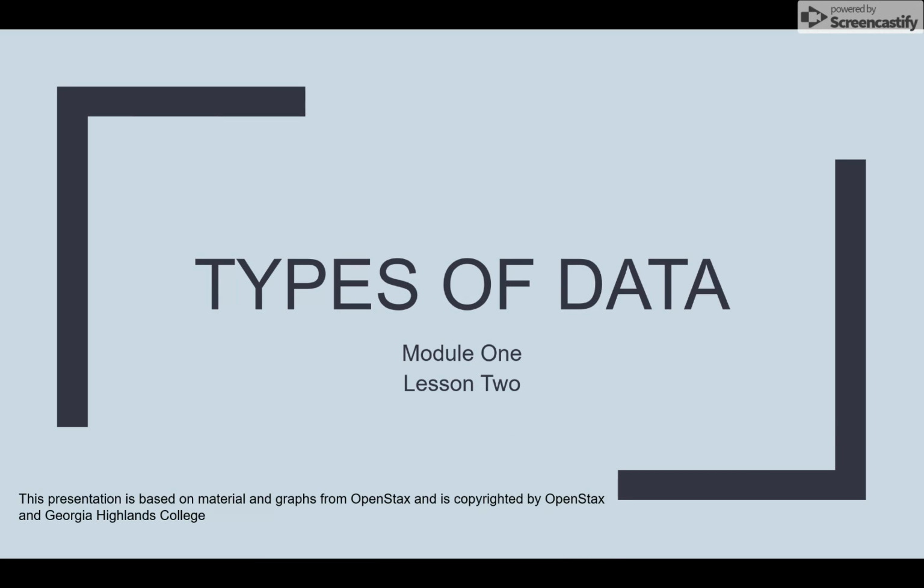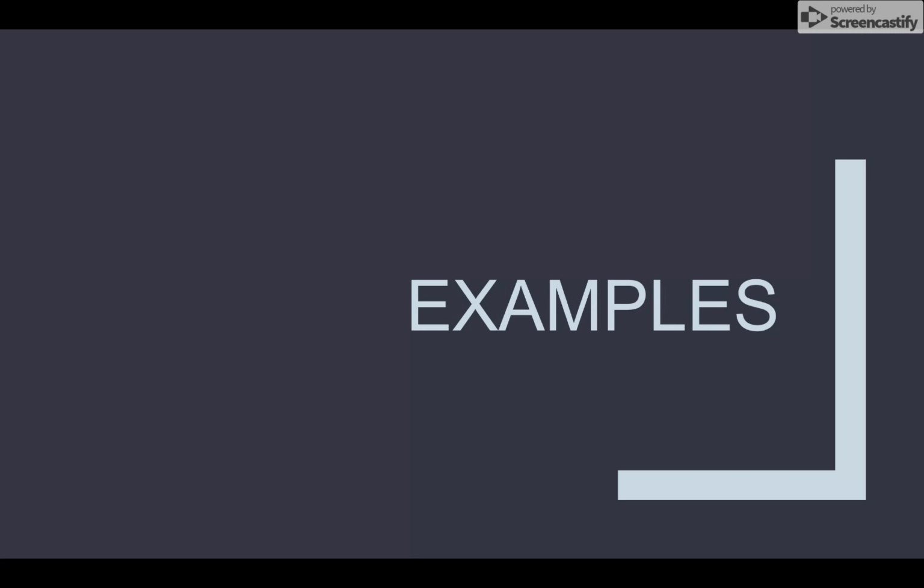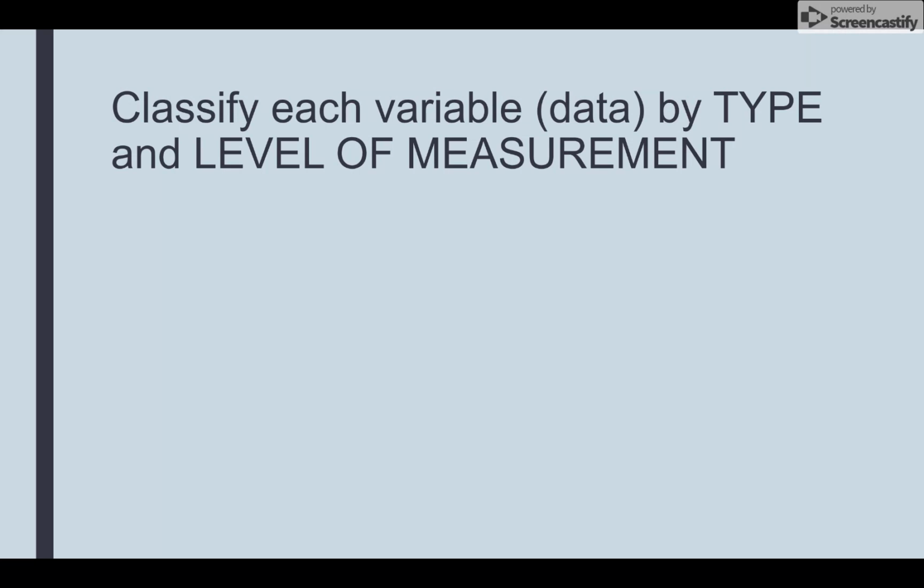All right, we're still looking at types of data. I want us to take a look at some examples together of how to classify a variable by the type of data as well as the level of measurement. So let's take a look.